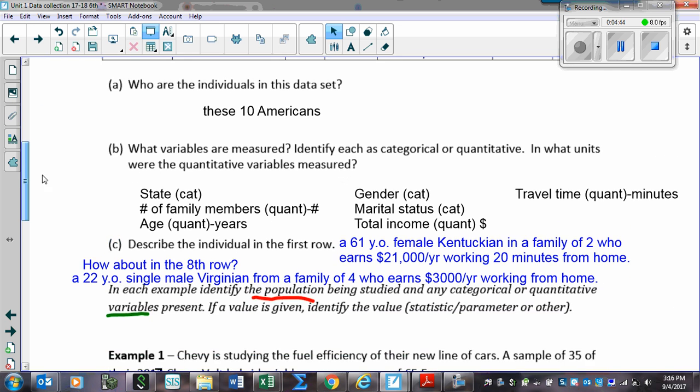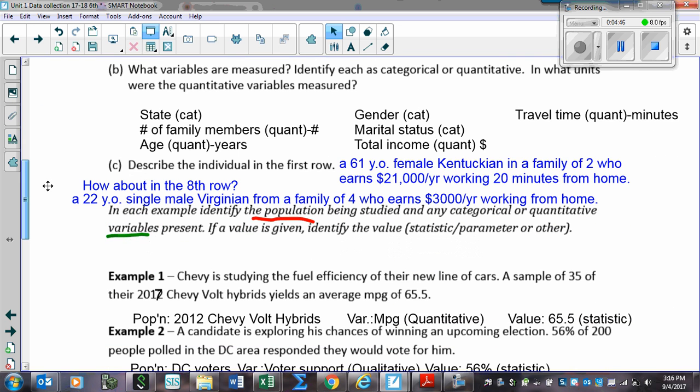Then in the bottom part, we're describing a few situations. So situation 1, Chevy is studying the fuel efficiency of their new line of cars. A sample of 35 of their 2017 Chevy Volt hybrids yields an average miles per gallon of 35.5.